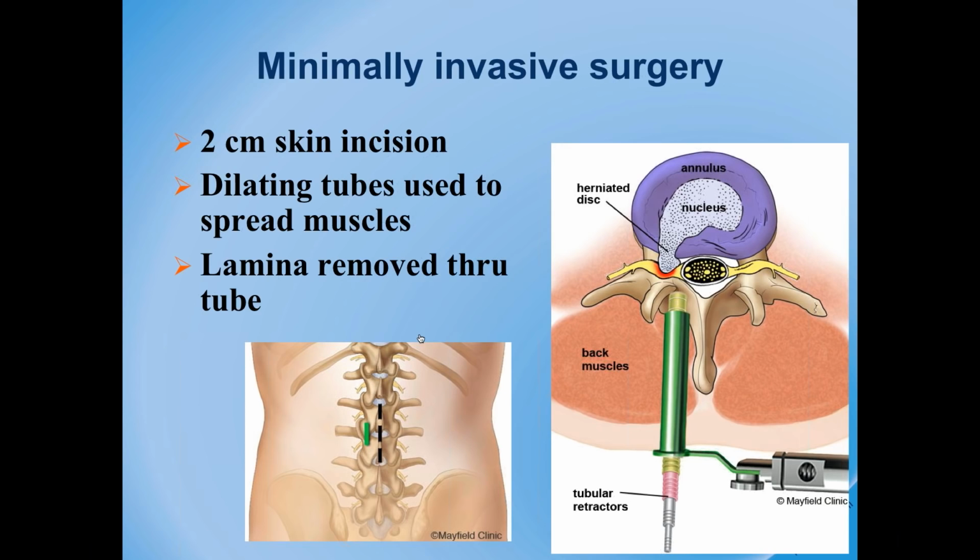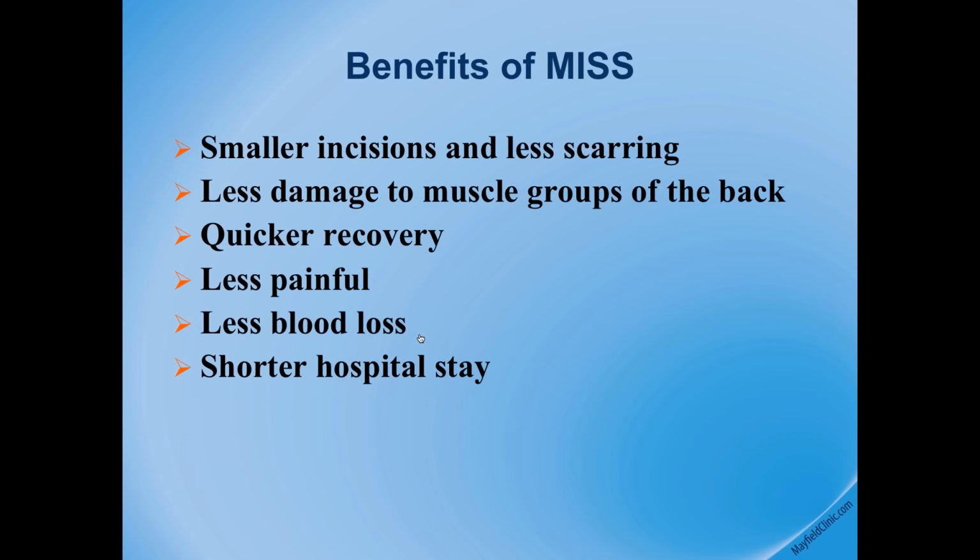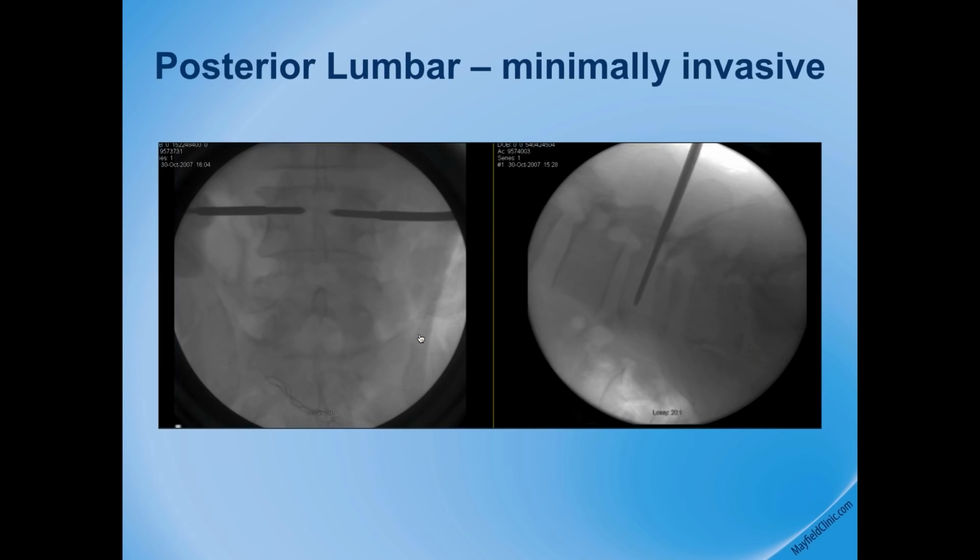Typically, when we use minimally invasive techniques, we can make a small incision that's approximately 2 centimeters. We use those tubes to dilate and spread the muscle, and then we do our work through our microscope and camera. The benefits of a minimally invasive procedure are smaller incisions with less scarring, less damage to muscle groups, quicker recovery, less pain, less blood loss, and shorter hospital stays. But to do this, we need some different equipment.